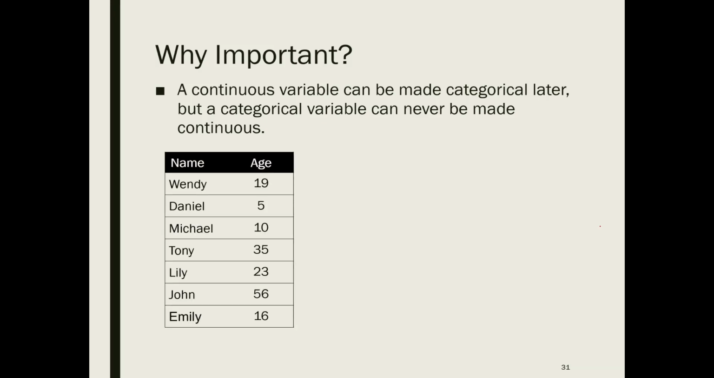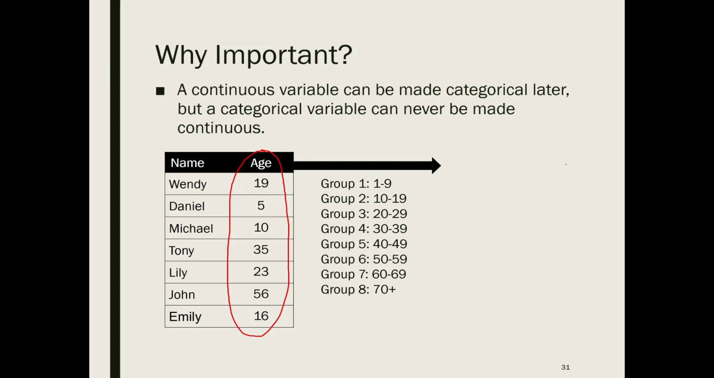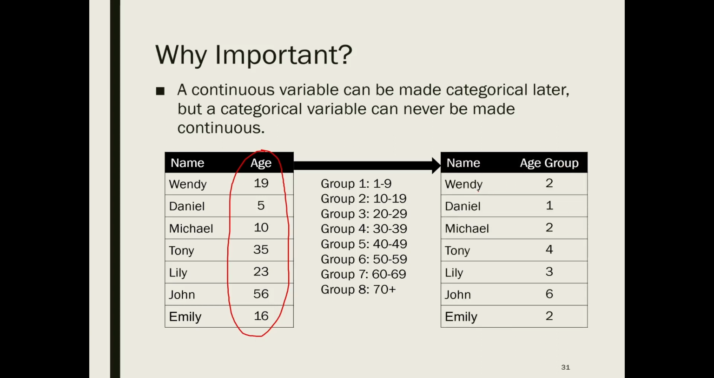A good example here: we have 1, 2, 3, 4, 5, 6, 7 people: Wendy, Daniel, Michael, Tony, Lily, John, Emily. Their age is measured by these numbers, and we know these are continuous numbers, which is good. These are ratio numbers. Now let's group them based on their original age. You will see Wendy goes to group 2, Daniel goes to group 1, Michael goes to group 2, Tony goes to group 4, and so on. You can go down this way easily, right? But can you go back?